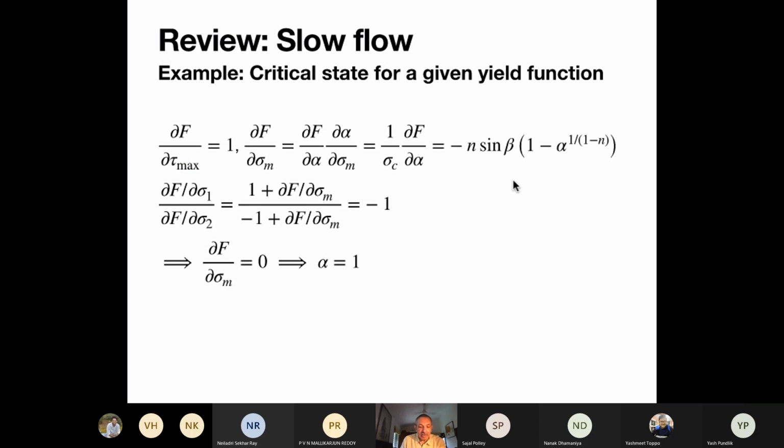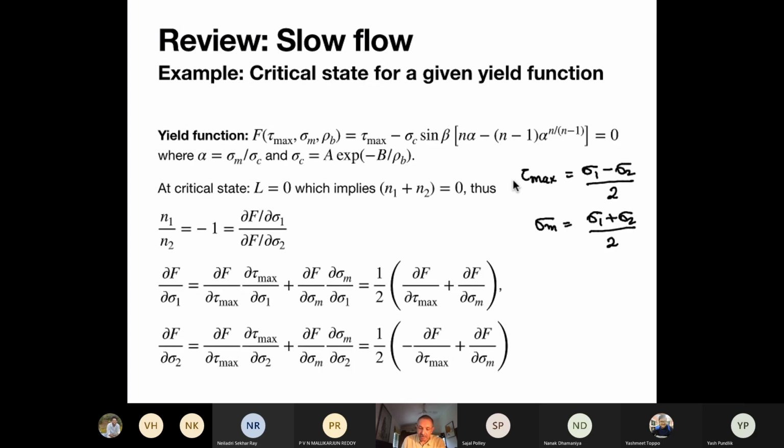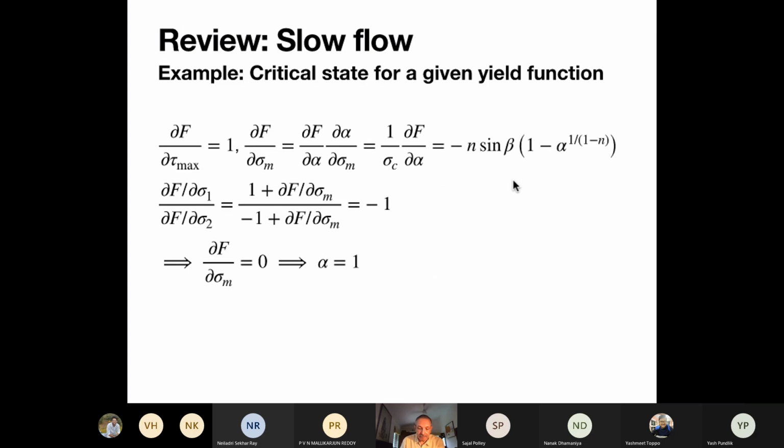But we also know that del f by del tau max is just 1, and we can get del f by del sigma m as del f by del alpha into del alpha by del sigma m, which is just 1 by sigma c into del f by del alpha. So we have both these derivatives. We want both of these, del f by del tau max and del f by del sigma m.